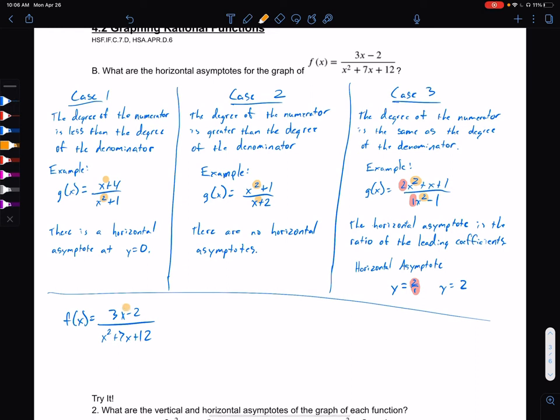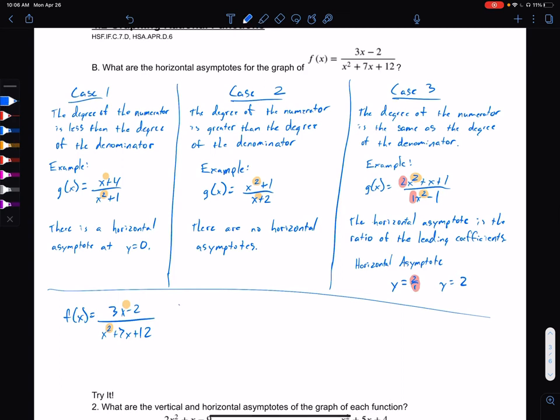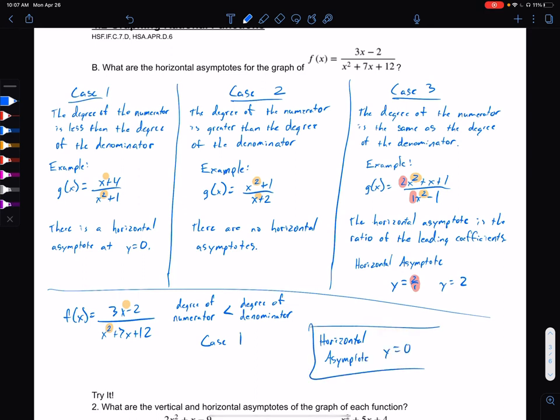I'm going to look at the highest degrees. My numerator is a 1, my denominator is a 2. So the degree of the numerator is less than the degree of the denominator, and less than is case 1. You don't really need to write cases when you're doing these problems, but I'm just referencing back to this chart. Since it's case 1, there is a horizontal asymptote at y equals 0. And that answers our question.